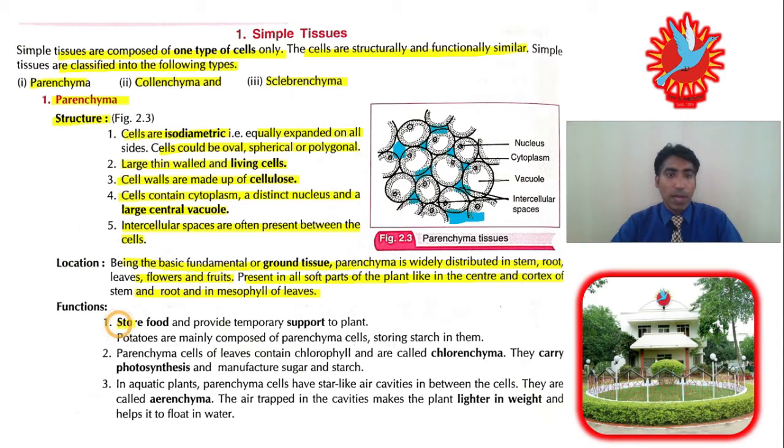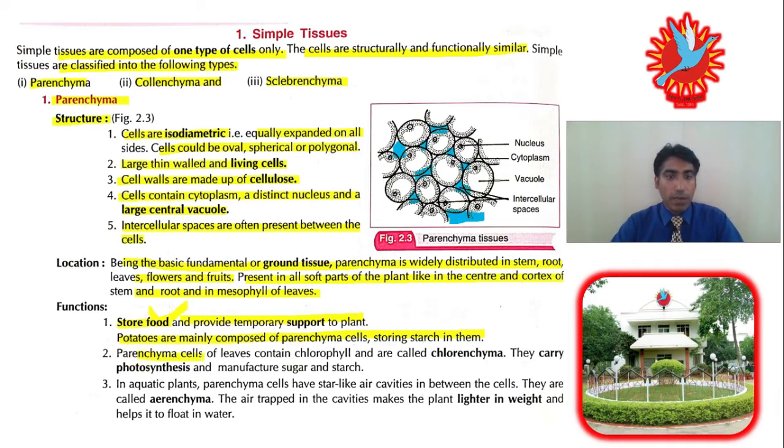Function. The prime function of the simple tissue, parenchyma tissue, is food storage, okay, and providing temporary support to the plant. Potatoes are mainly composed of parenchyma cells, storing starch in them. You can test the presence of starch by doing the iodine test.